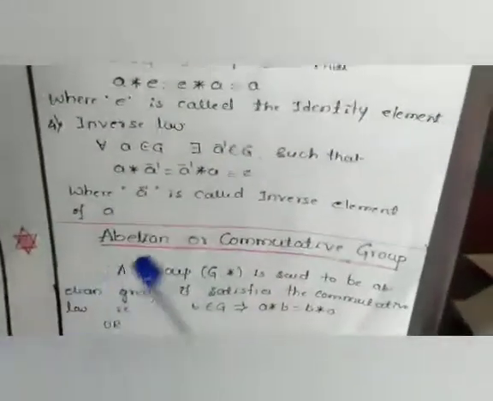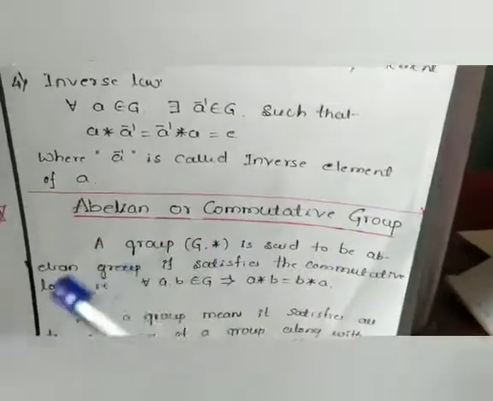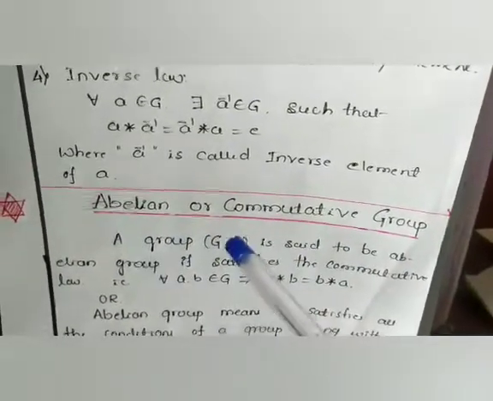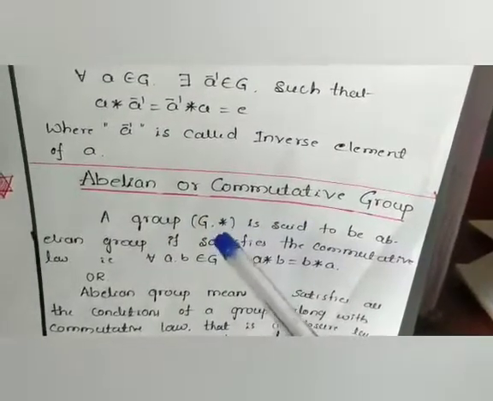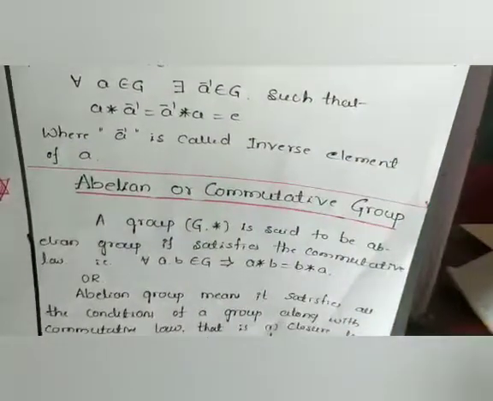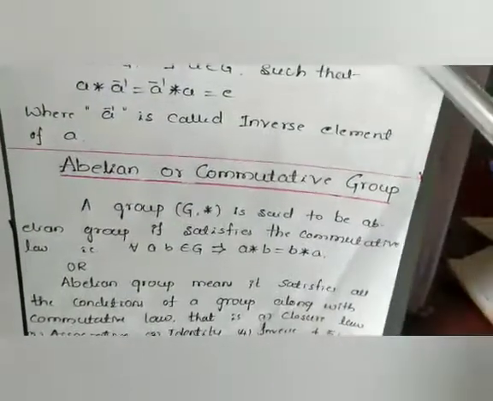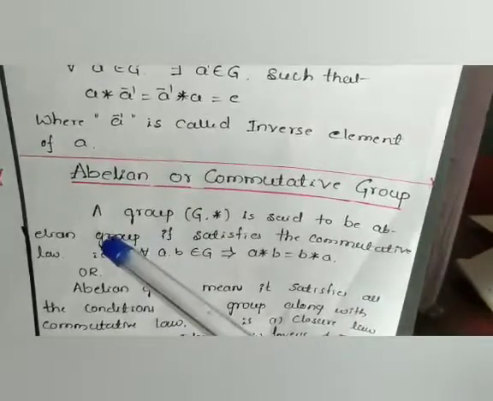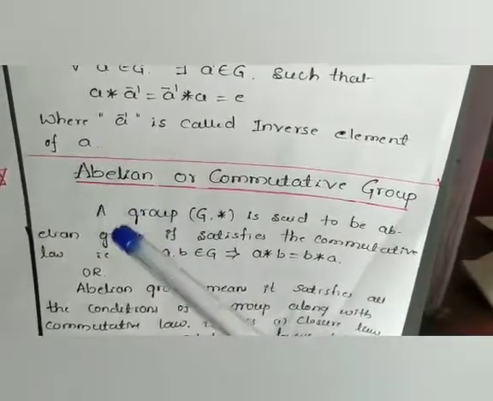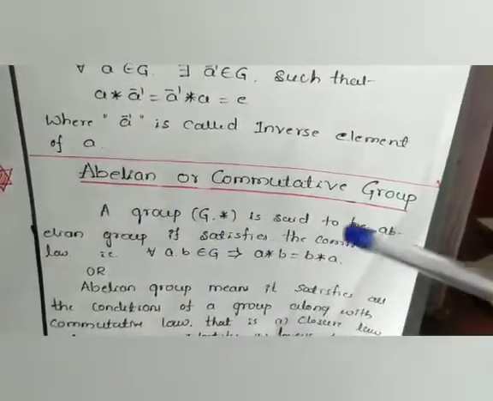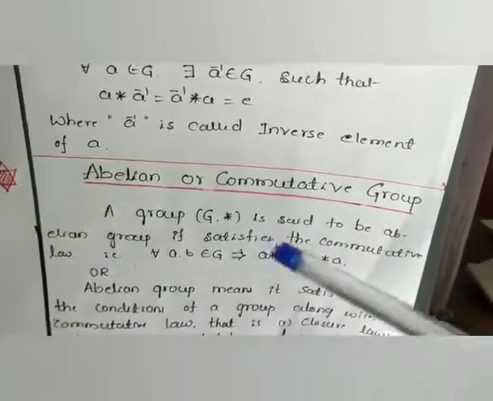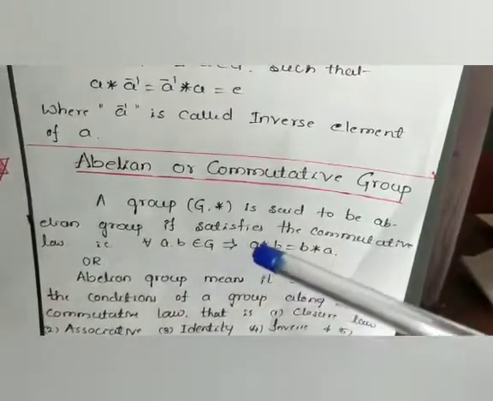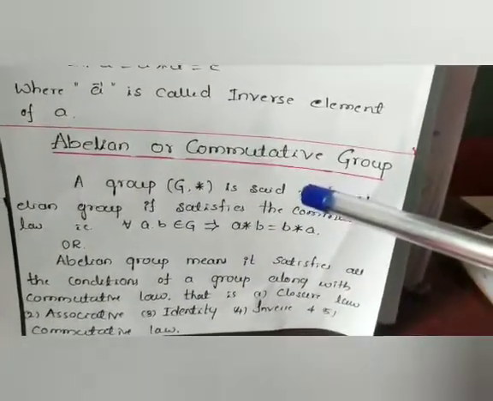Okay, then to go for the Abelian group or commutative group, we have to consider a group G star. What do you mean by a group G star? G star satisfies all the four laws. Note, a group G star is said to be an Abelian group if it satisfies the commutative law. What is that commutative law? For every a, b belongs to G implies a star b equal to b star a.